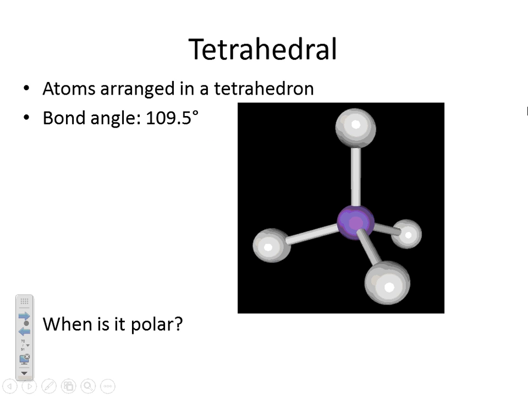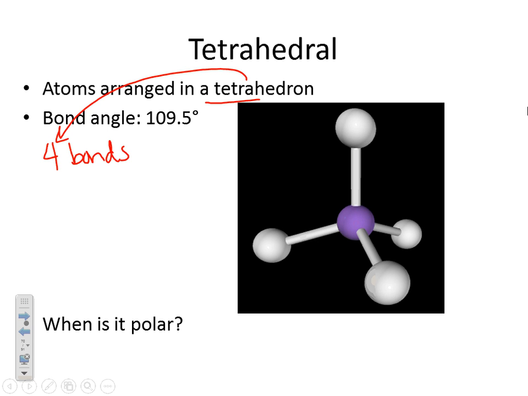Our next shape is our tetrahedral shape. Now this is the shape where we have four bonds. And the prefix tetra does actually mean four. So we have the four bonds, the four atoms on the outside, arranged in the shape of something called a tetrahedron. And in three-dimensional space, this is actually the farthest apart that you can make four things.